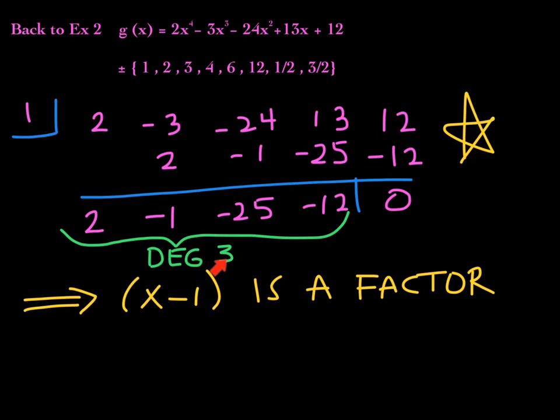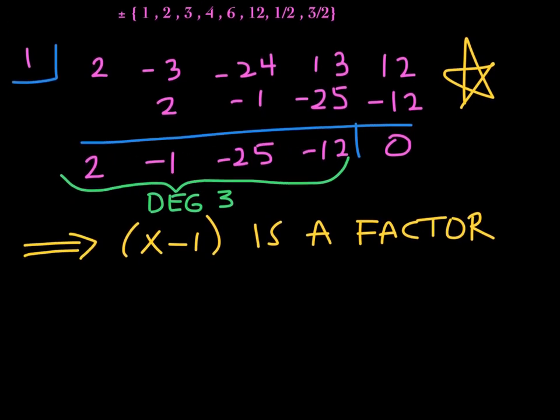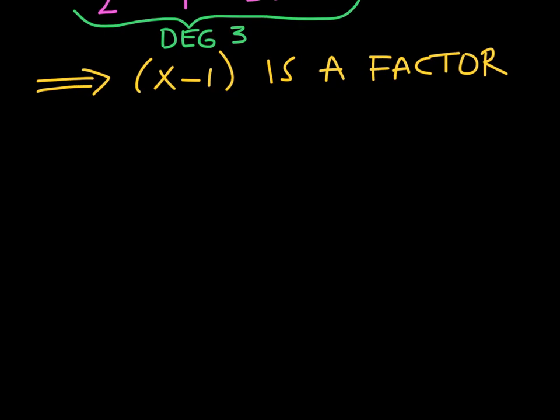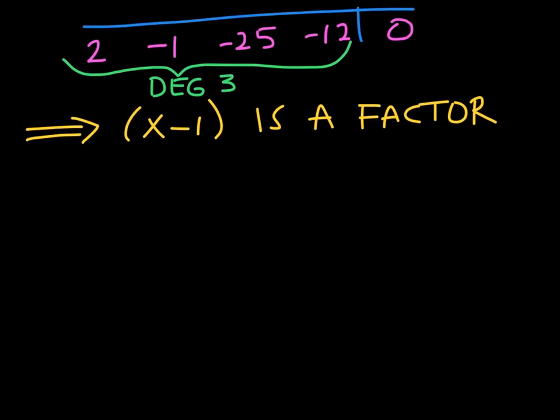The basic rule of thumb is continue doing this synthetic division until you get something that is at most degree 2. So stop maybe once you get to degree 2, okay? So I'm going to keep going. Now, let me move up here a little bit. What I'm going to do is try a different value.